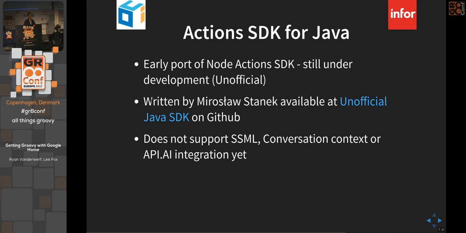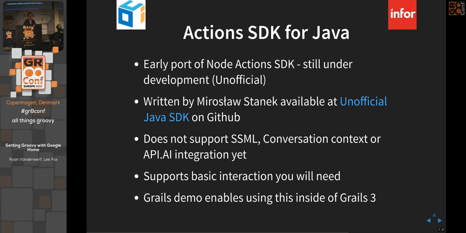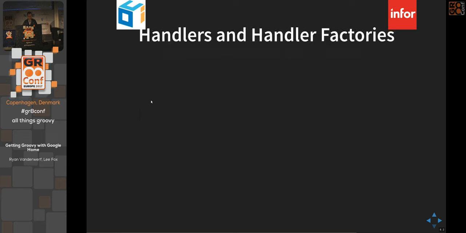A couple things it doesn't support, though, that you know it needs to, is SSML, or conversation context. That's like a session context. Because sometimes you need context of conversation. Say when you first start the conversation, it might ask you what your name is. Well, if you have follow-up questions to that, you might want to be able to say their name again later. That context is what gives you that. So those two things are missing. But it can do most of the basic stuff that you need to play around with this technology, and it'll get better. We've got a Grails demo here that enables using this in Grails 3.